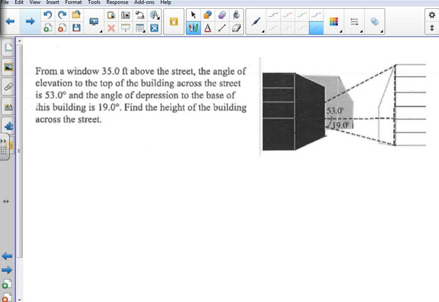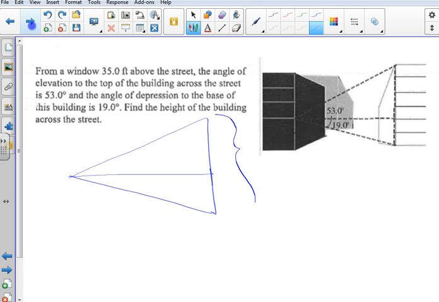All right, so this problem, I'm going to redraw this picture so it's a little clearer. All right, ultimately, what they want, I believe, is the total height of the building across the street. We'll call that H. Now, I have a couple right triangles here. I have 53 degrees is this angle. I have 19 degrees is this one.